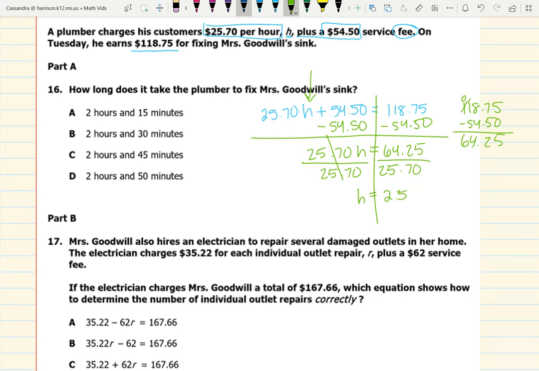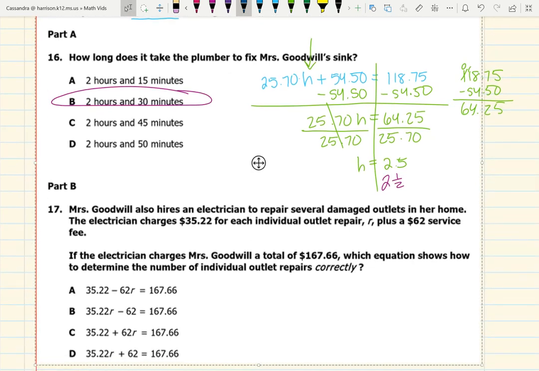Now, a lot of students I see want to then select D as their answer, 2 hours and 50 minutes. But we know that there are not 100 minutes in an hour. So 0.5 meaning half, right? 2.5 hours would actually be 2 hours and 30 minutes. So don't let that trip you up and forget how many minutes are in an hour. It's not 100. It is 60. Cool. All right.